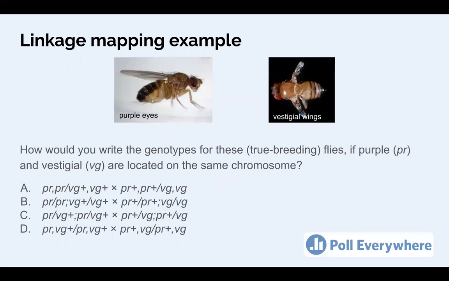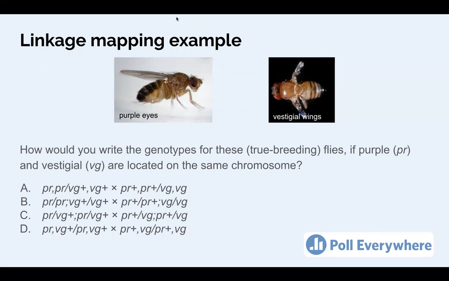So we can use data from controlled crosses to calculate these genetic distances. And we've got a plan to do this in the lab, kind of working our way through one here from start to finish. So we're doing an example here of a fly with purple eyes and a fly with vestigial wings. And these are going to be genes that are located on the same chromosome.